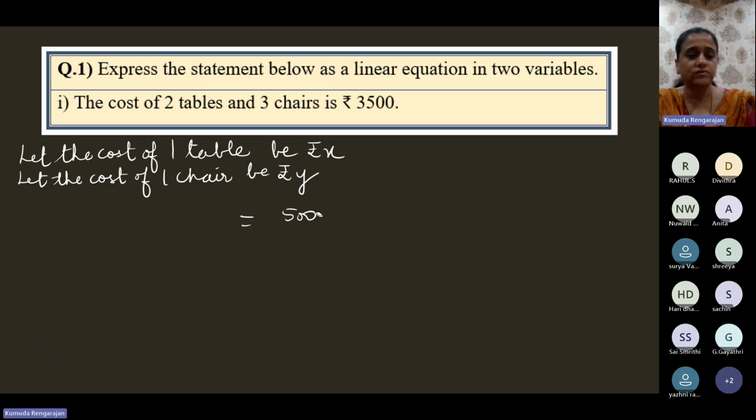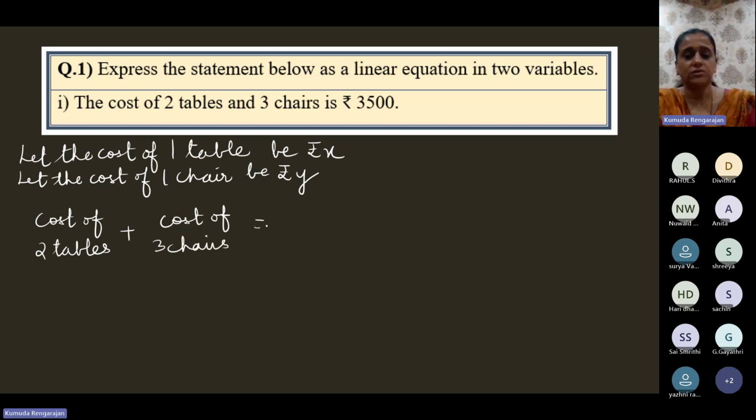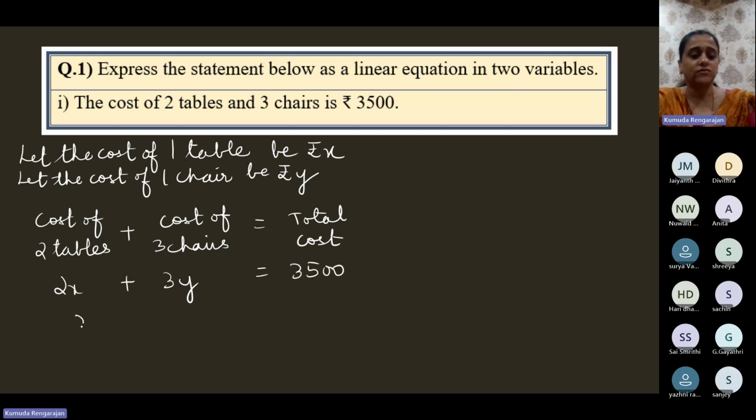Write the equation in words first. Cost of two tables plus cost of three chairs is equal to total cost. The cost of two tables is 2X. Cost of three chairs is 3Y. Total cost 3,500. Standard form: 2X plus 3Y minus 3,500 is equal to 0.